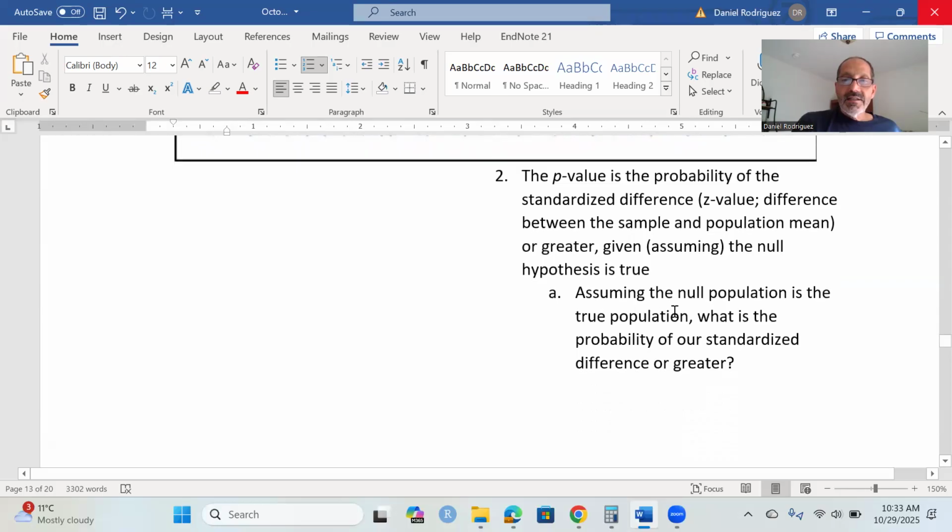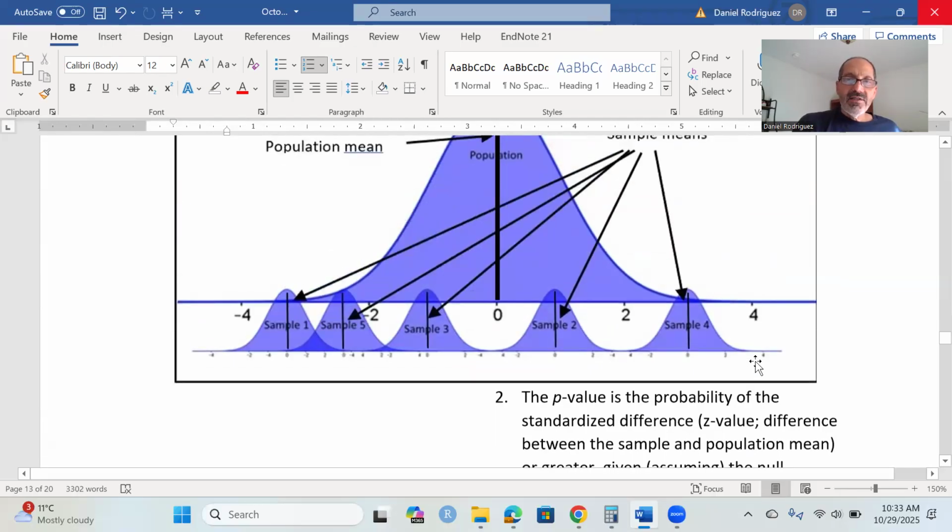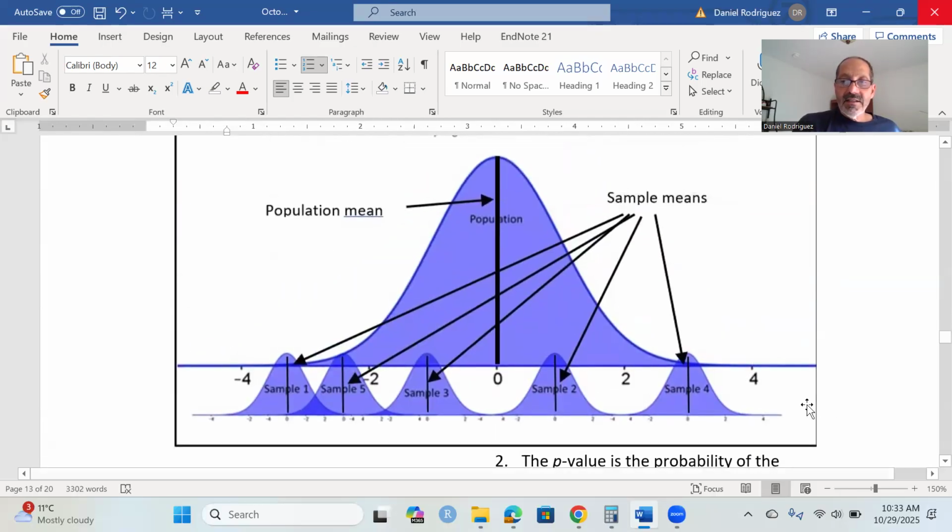Or here, we could ask it as a question: assuming the null population is the true population, what is the probability of our standardized difference or greater? Now, notice that I don't want to not talk about this figure here. This figure represents the sampling distribution, because when we pick samples, our samples can come from anywhere in the population, right? So this is our population with the population mean.